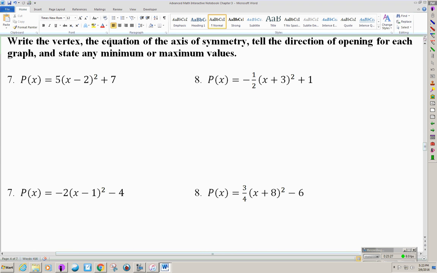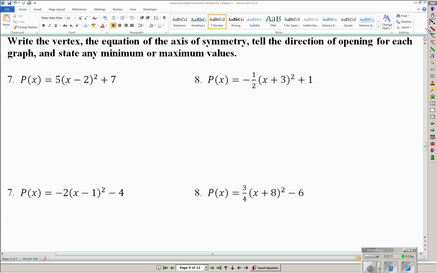Let's write the vertex, the equation of the axis of symmetry, tell the direction of opening, and state any maximum or minimum values. Number 7, p of x equals 5 parentheses x minus 2, the quantity squared, plus 7. The vertex, remember, change the sign on h, so minus 2 becomes positive 2. Keep the sign on k, that'll be a 7.